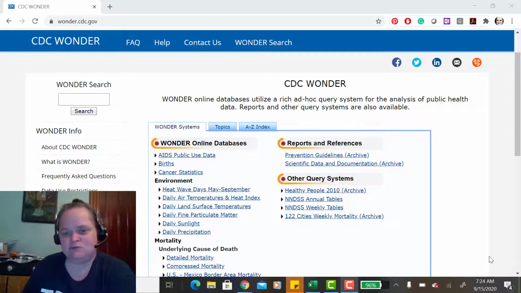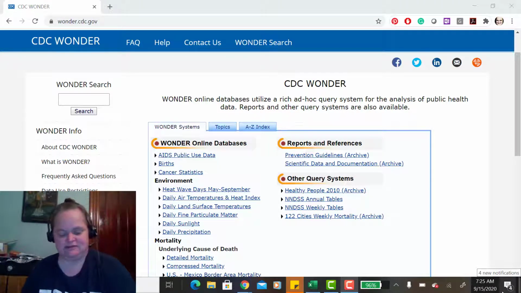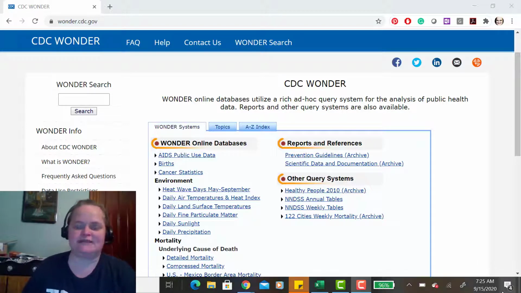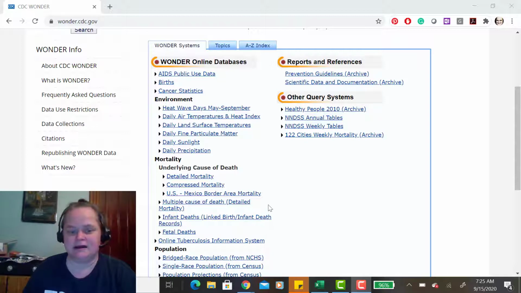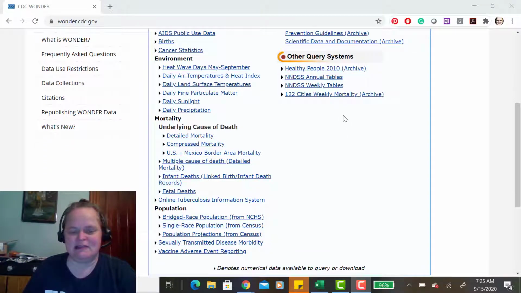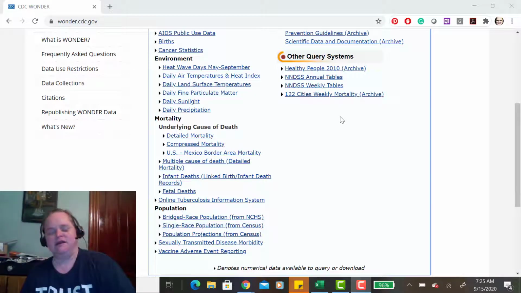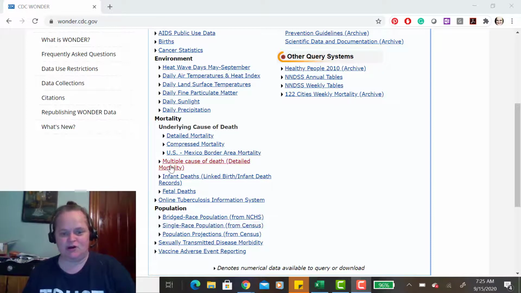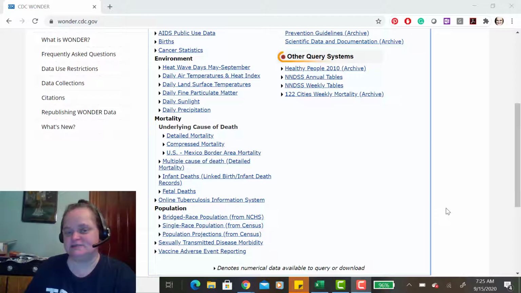And today I want to talk about the WONDER databases from the CDC, specifically their mortality databases. I don't use the other one right now. But let us start with the underlying cause of death. That's the simplest kind of database because there's one underlying cause of death on every death certificate. We will see that there's a multiple cause of death, detailed mortality. That's more complicated to dig into.